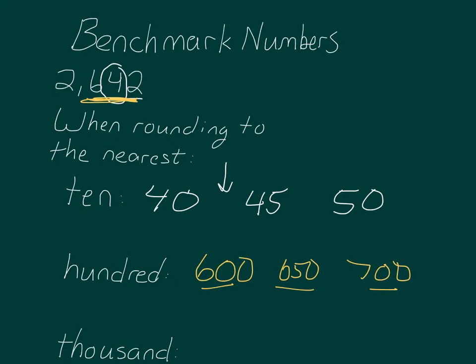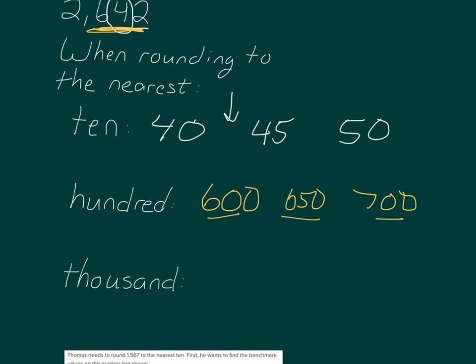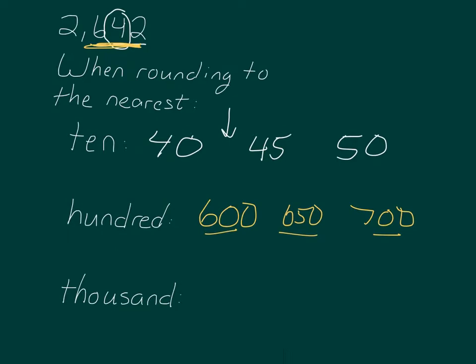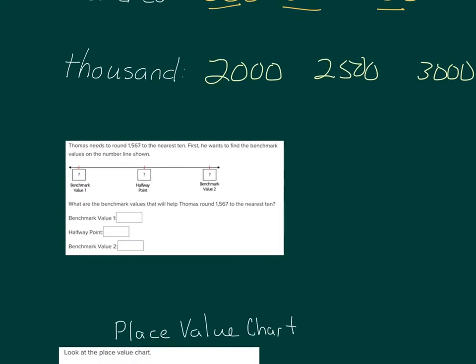Okay. Now, if I'm rounding to the nearest 1,000, the number in the thousands place is the 2. So the benchmark numbers that I'm going to be talking about are 2,000 and 3,000, and halfway between 2,000 and 3,000 is 2,500. Okay? You're going to understand why I need to know those benchmark numbers in just a little bit. Okay, so let's look at this first kind of problem.